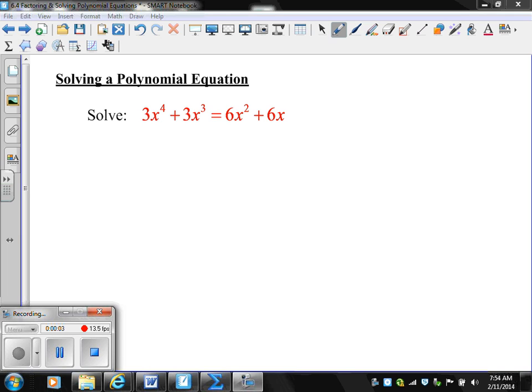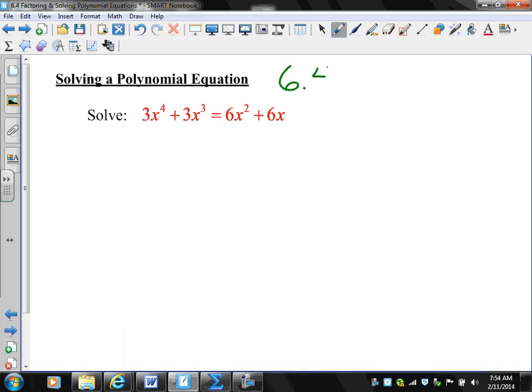This is about solving polynomial equations. This is an extension of section 6.4 where we were factoring before, and now we're going to take the idea of factoring polynomials, and then take the next step and solve them in terms of an equation. So the first one that we're going to do here is solve 3x to the fourth plus 3x cubed equals 6x squared plus 6x.